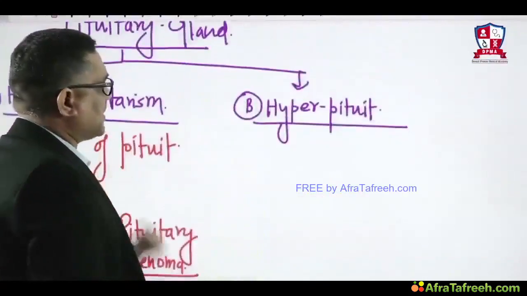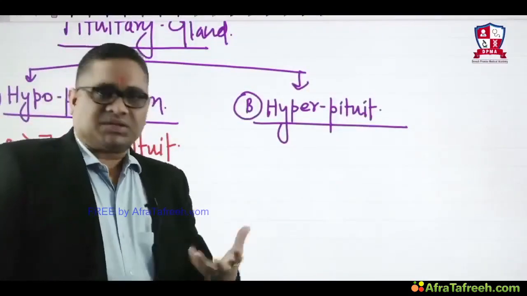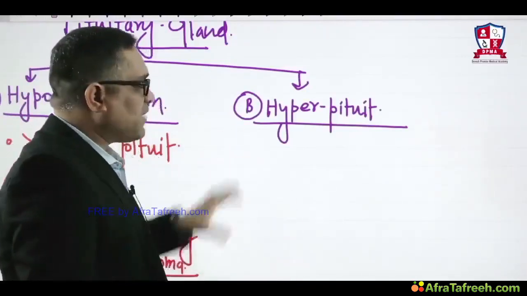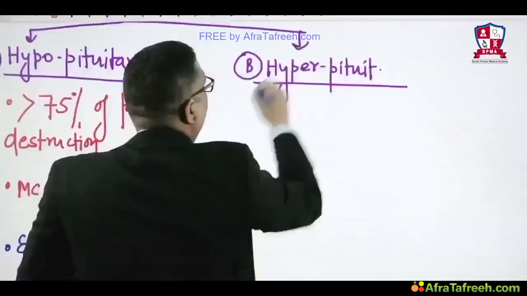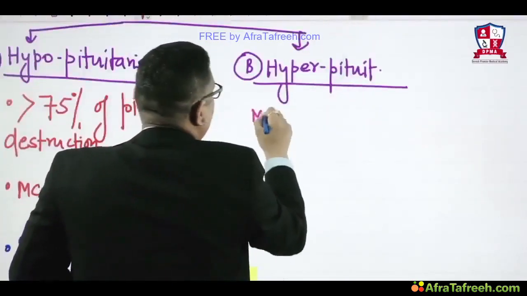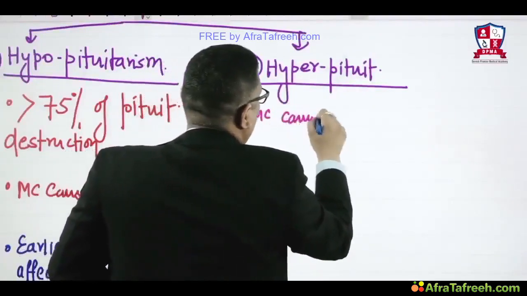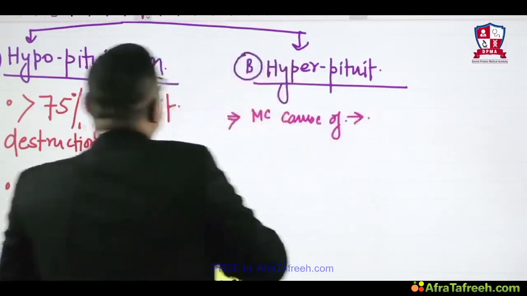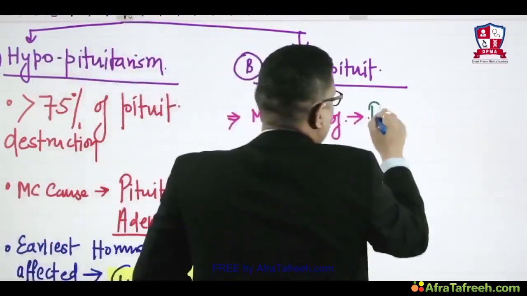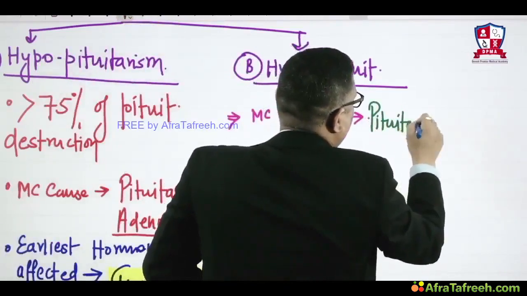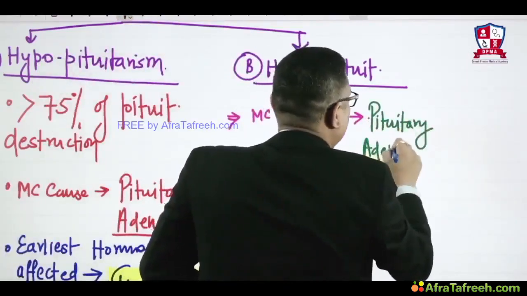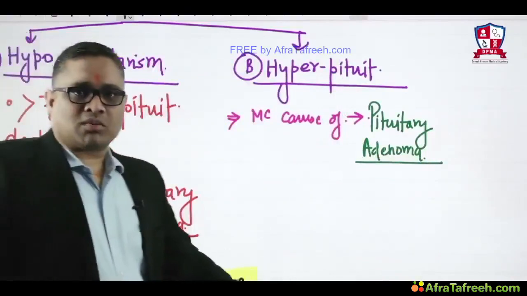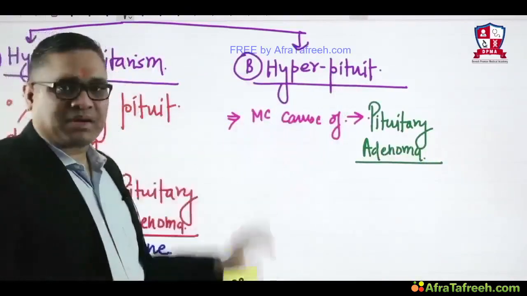Now coming to hyperpituitarism: excessive release of pituitary hormone is called hyperpituitarism, and the most common cause of hyperpituitarism is again pituitary adenoma. So here also the same reason, pituitary adenoma. We will discuss later what the pituitary adenomas are because it is important, right? Pituitary adenoma is the most common cause of hypopituitarism and also of hyperpituitarism.